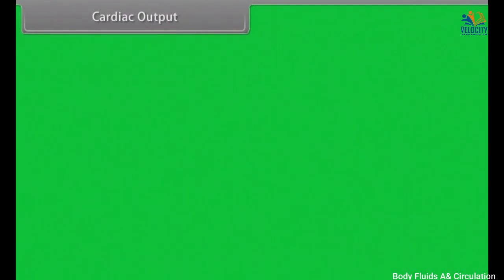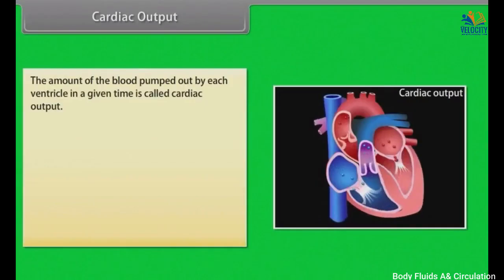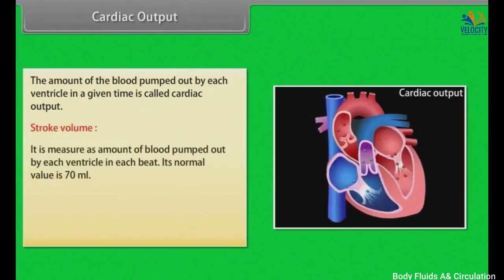Cardiac output. The amount of blood pumped out by each ventricle in a given time is called cardiac output. Stroke volume is measured as the amount of blood pumped out by each ventricle in each beat. Its normal value is 70 milliliters.